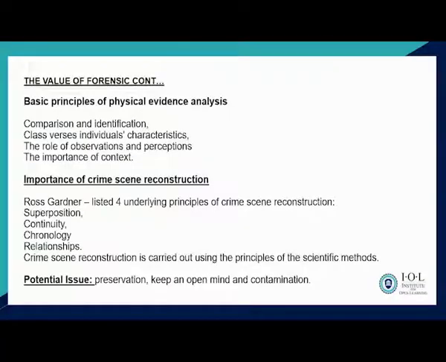The value of the forensic continuum. Basic principles of physical evidence analysis. Comparison and identification. Class versus individual characteristics. The role of observation and perception. The importance of context. Importance of crime scene reconstruction.